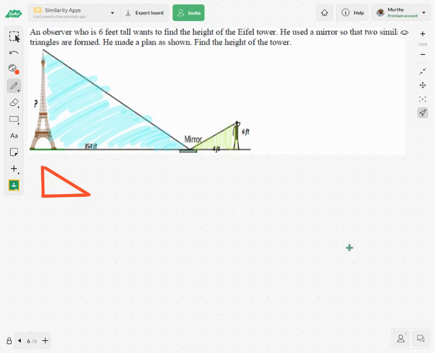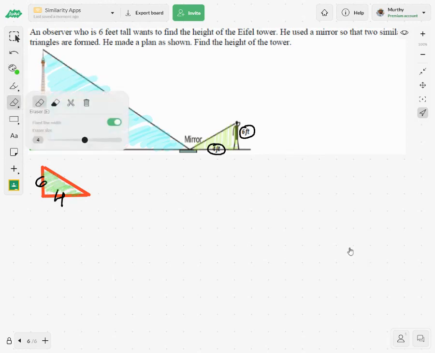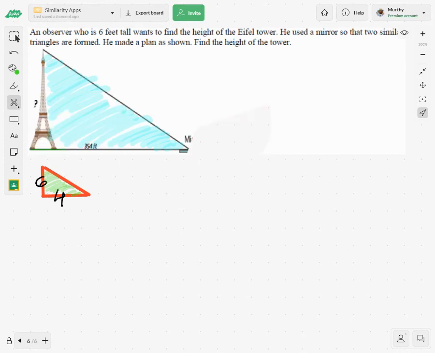Therefore, I see that the horizontal line is here 4 feet. So here let me take a 4 feet horizontal line, and the vertical line is 6 feet. Now I see that the orientation of the large triangle and the small triangle are the same. So at this point, just let me assume that this is not there. Now, can you compare these two triangles? Obviously, yes, you can compare these two triangles easily, and you can find the height of the Eiffel Tower.